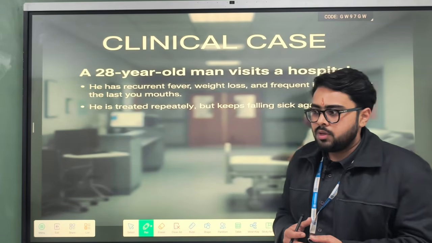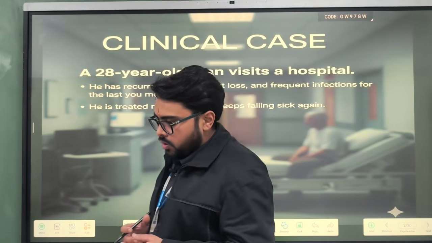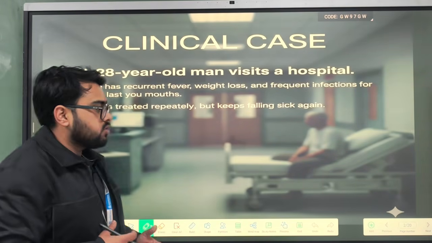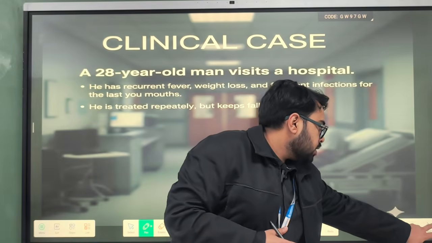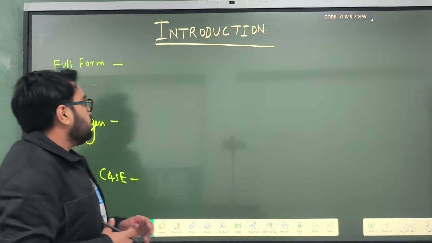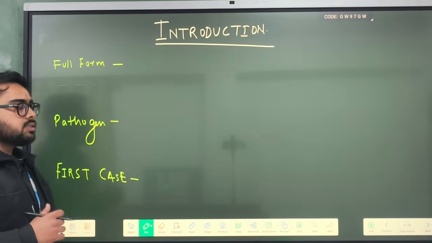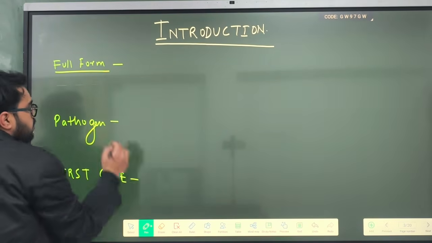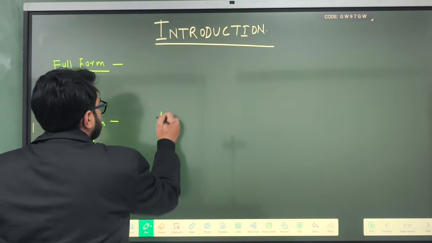Now you think, what kind of disease it could be? What is the problem he was suffering from? So let's try to understand what was the problem. Here we are talking about the disease which is known as AIDS. Let us try to understand the full form of AIDS.